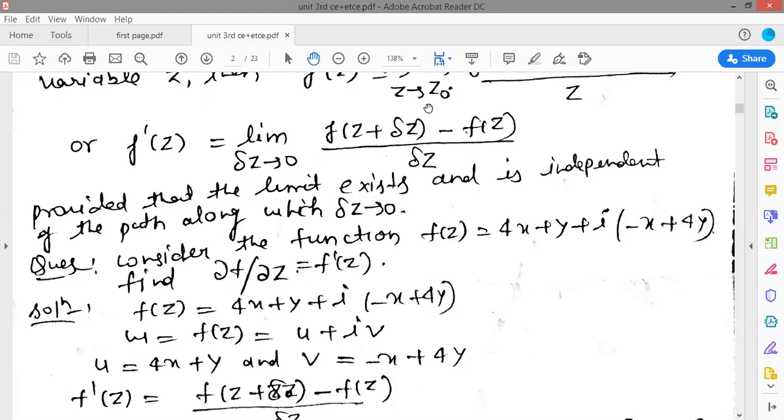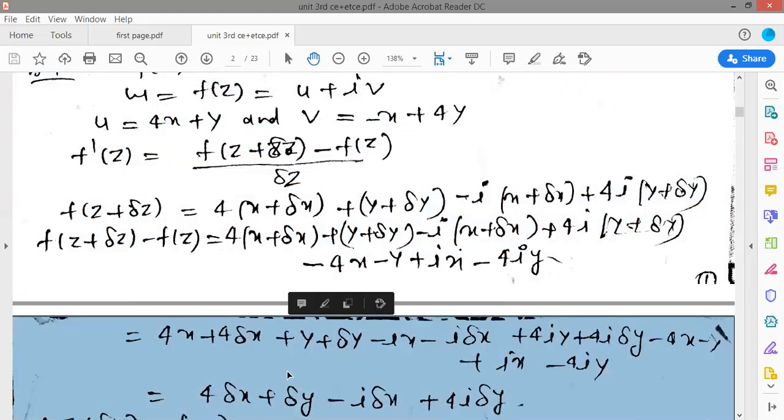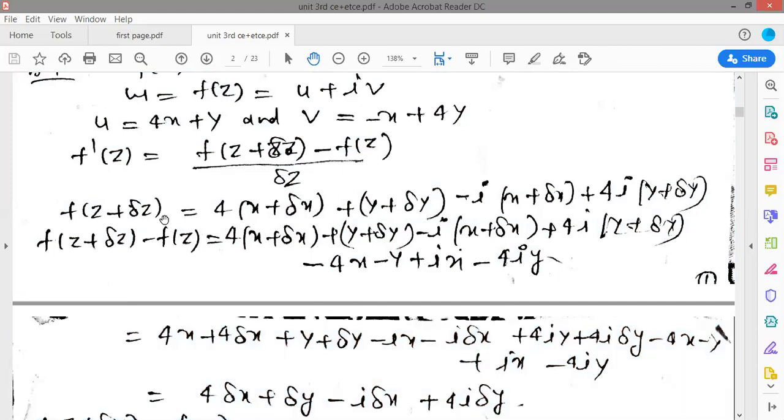That means we need to find [f(z + Δz) − f(z)] / Δz. So f(z) is given here. So find f(z + Δz). So f(z + Δz) is equal to 4(x + Δx) + (y + Δy) − (x + Δx) + 4i(y + Δy). That means x is replaced by x + Δx and y is replaced by y + Δy.